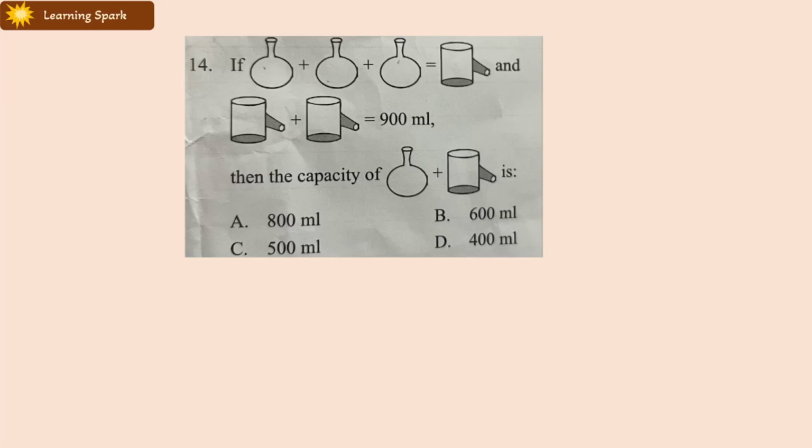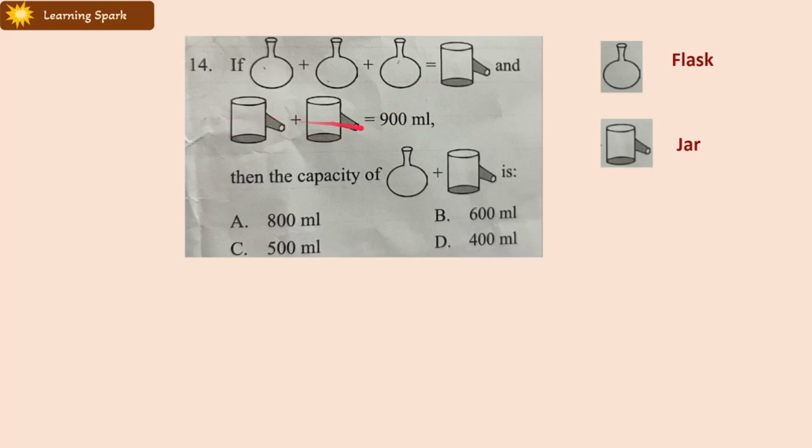Let's solve this together. First let me tell you that this figure I am calling a flask, and this figure I am calling a jar. From the first figure we can see that 3 flasks equal 1 jar, and from the second figure we can see that 2 jars equal 900 ml.